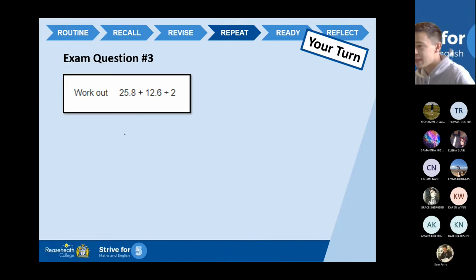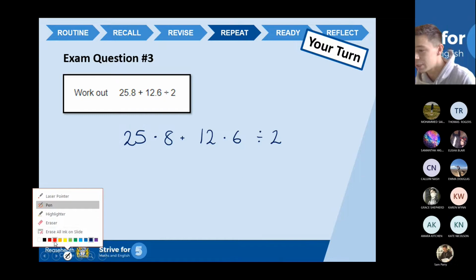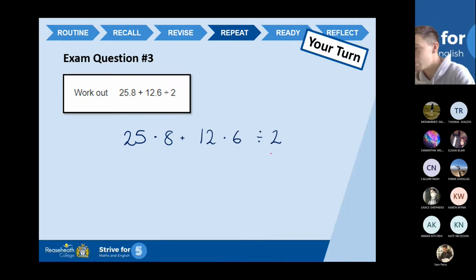Let's do this last one. So this is a decimal. So we've got 25.8 plus 12.6 divided by 2. So once again, BIDMAS, but we've got decimals in front of us. So addition or division, well, we should know division comes first. So 12.6 divided by 2. Well, half of 12 is 6. 0.6 divided by 2 would be 0.3. So it's going to be 6.3. So it's 25.8 add 6.3.